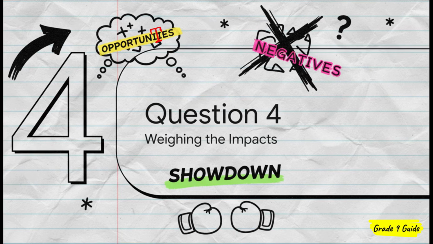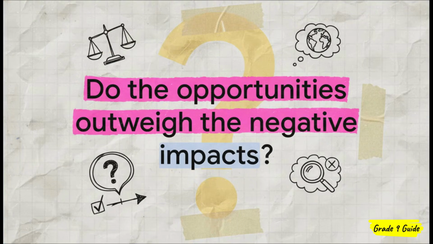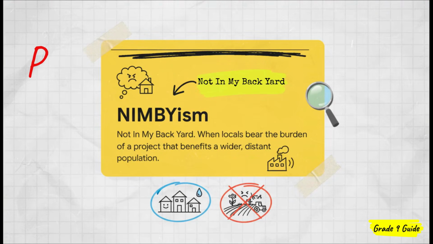All right, time for the ultimate showdown. Opportunities versus negative impacts. You ready for this? This question is all about making a final, justified judgment call. So, for your point, you'll say the opportunities far outweigh the negatives, but only when you look at it on a national, long-term scale. Your evidence? It protects us against a 4 billion litre daily water deficit and actually creates new wetland habitats.